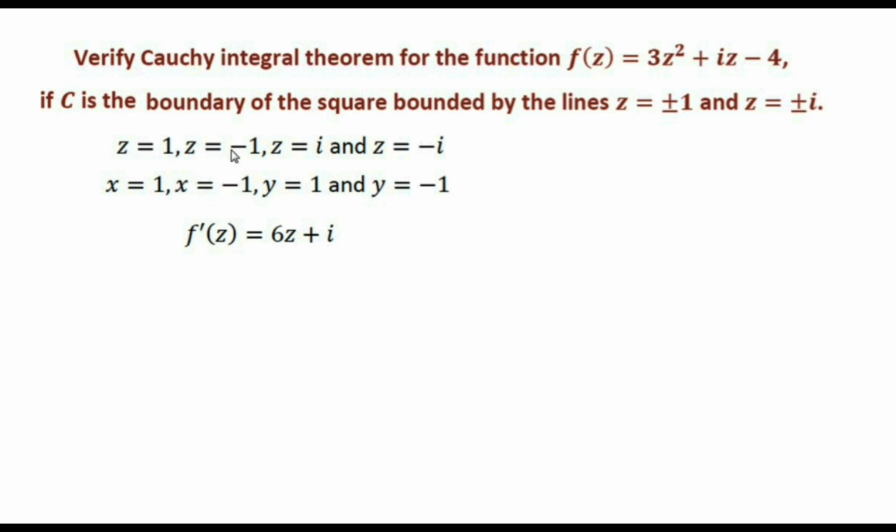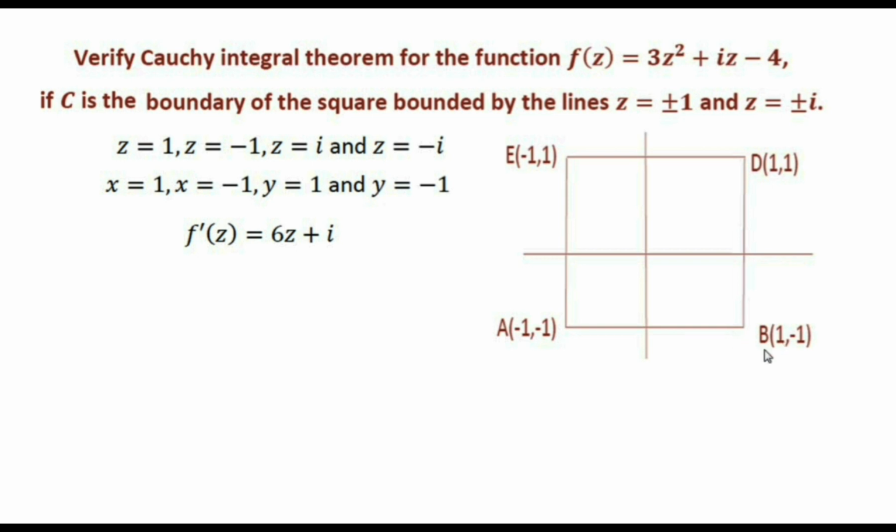z equals −1 means x equals −1. Proceeding in this way, z equals i means y is 1, and z equals −i means y is −1. Here the vertices of the square are (−1, −1), (1, −1), (1, 1), (−1, 1), which represents a square. Our main objective is to show that integral over C of f of z dz is 0.